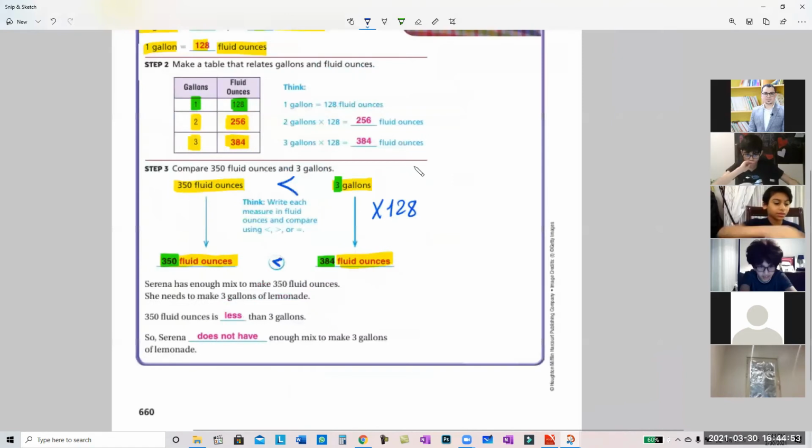On the next page, I need you to help me convert between some measures or some units of measuring liquid volume. Can I mute myself or no? Yes, you can mute yourself. Thank you.